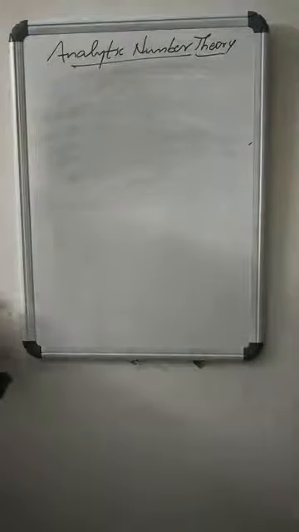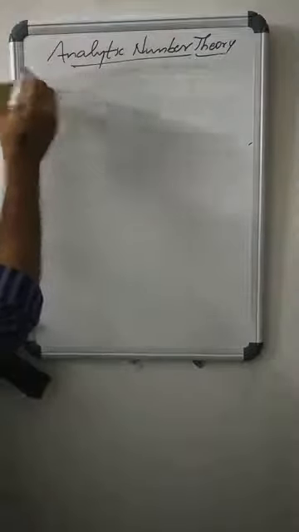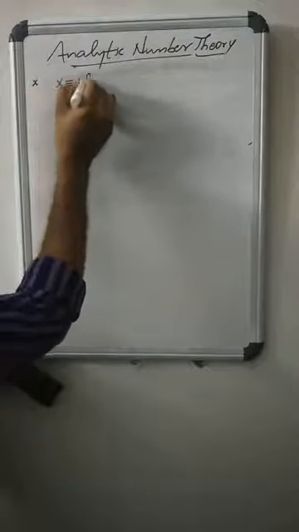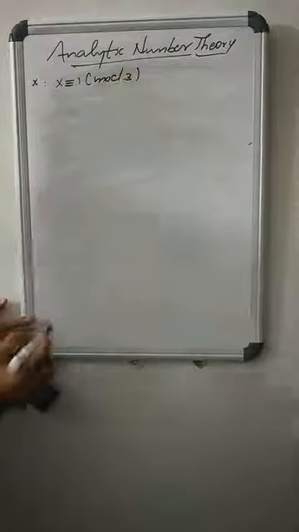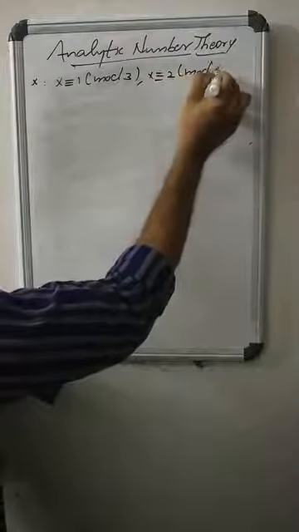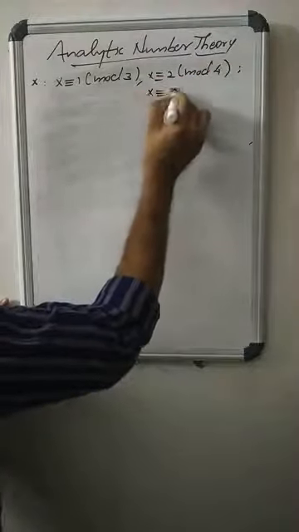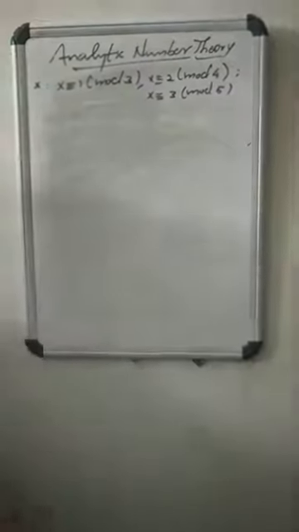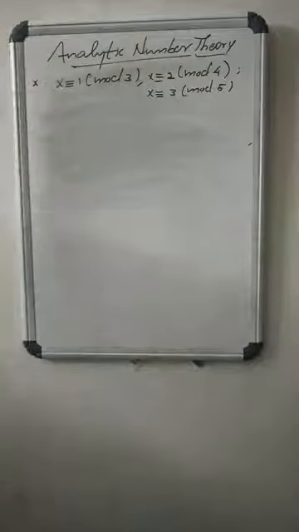So this theorem heavily depends upon the Chinese remainder theorem. Then, using the arguments of the Chinese remainder theorem, find all x which simultaneously satisfy the system of congruences x ≡ 1 mod 3, x ≡ 2 mod 4, x ≡ 3 mod 5. Solve the system of congruences.